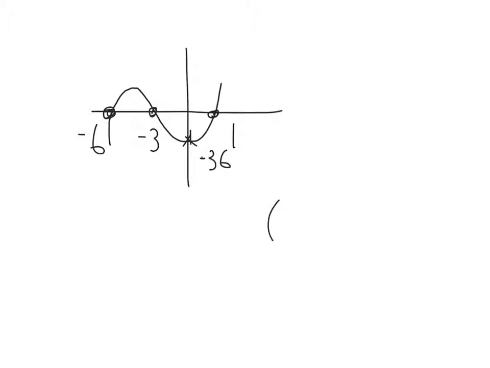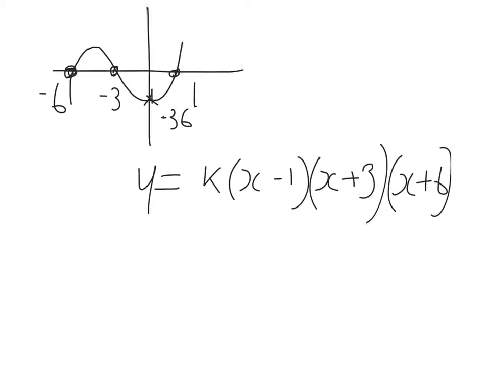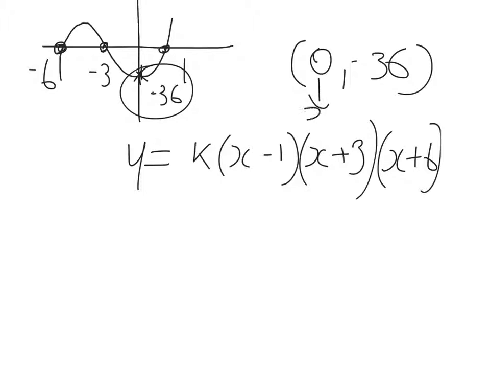Well, the root of 1 is generated by the bracket x minus 1, a root of -3 is generated by a bracket x plus 3, and the root of -6 is generated by a bracket x plus 6. I then need to put a proviso in front, which is k, to find the value of k. That's the style of this question. So I've then got another clue in the question, which is that I've been given another point, which is this one, 0, -36, where x equals 0 when y equals -36.